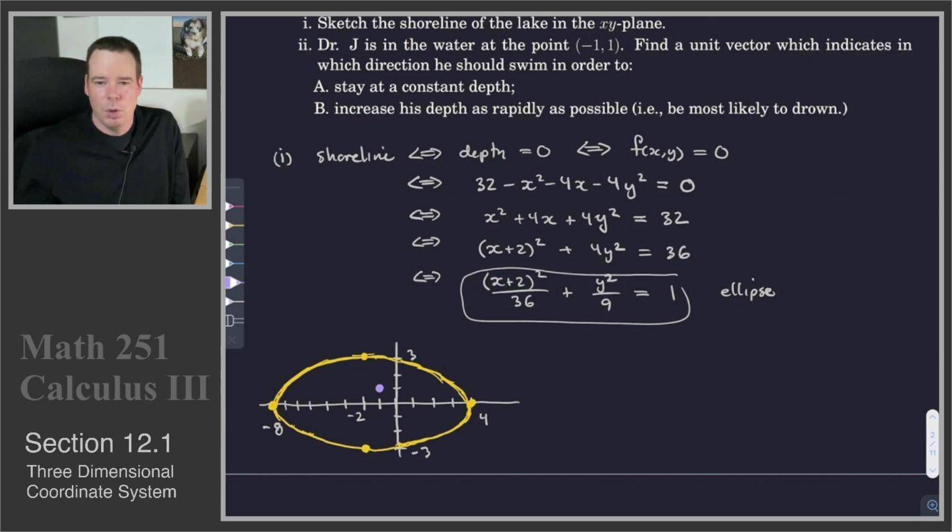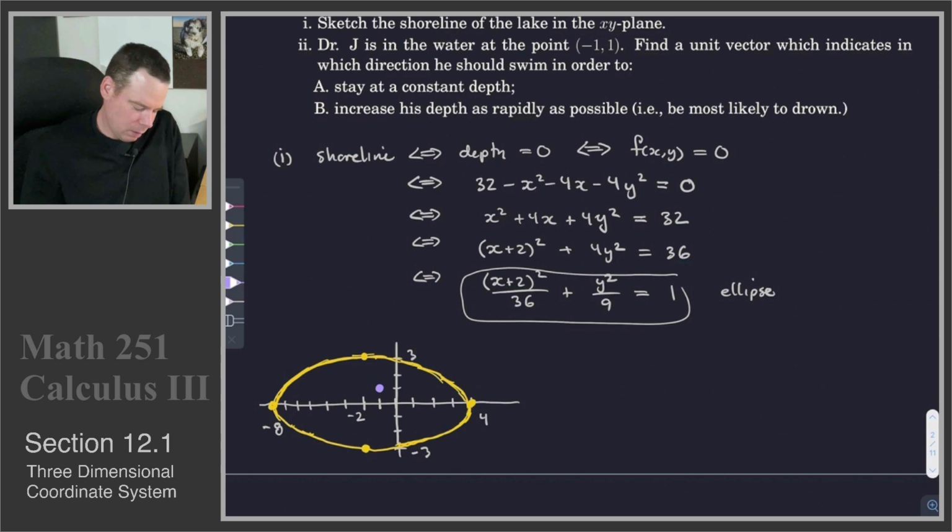And the question is, which direction, so this is where Dr. J is swimming, which direction should Dr. J swim in order to stay at a constant depth? And also, what direction should he swim in order to increase his depth as rapidly as possible?